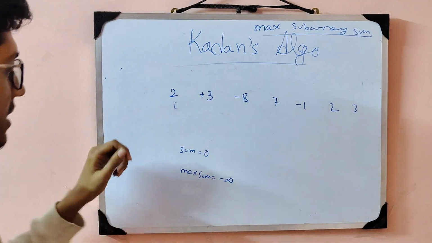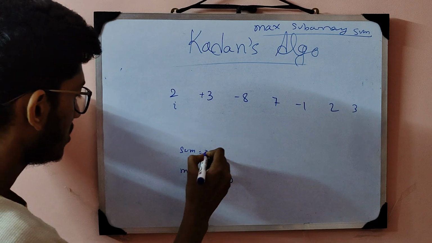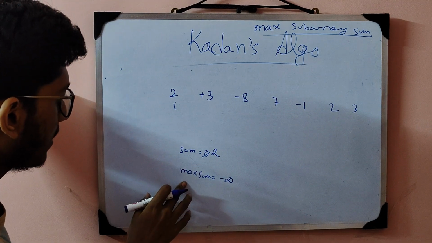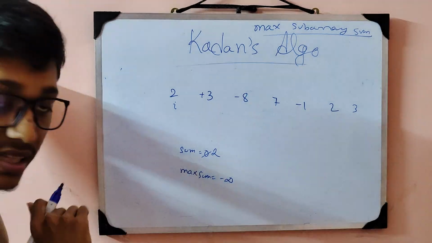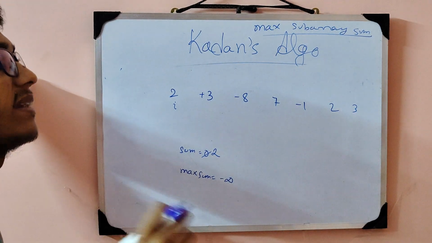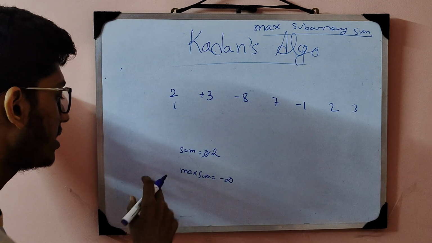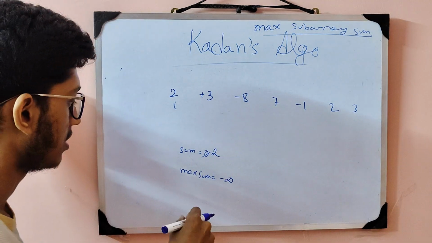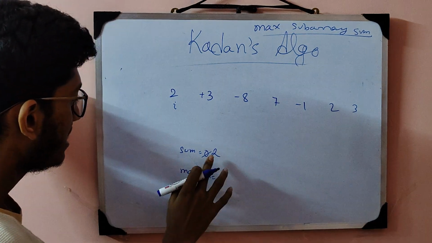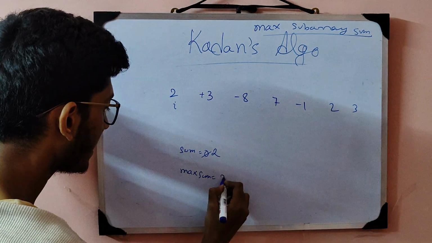What is my first element? My first element is 2. So my sum is 2. Is my sum greater than my max sum? Yes, my sum is greater than my maximum. So my max sum will at last store the maximum subarray sum, and you will return max sum from the function, that the maximum subarray sum is calculated. Is 2 greater than minus infinity? Yeah, 2 is greater than minus infinity. So my max sum is 2.